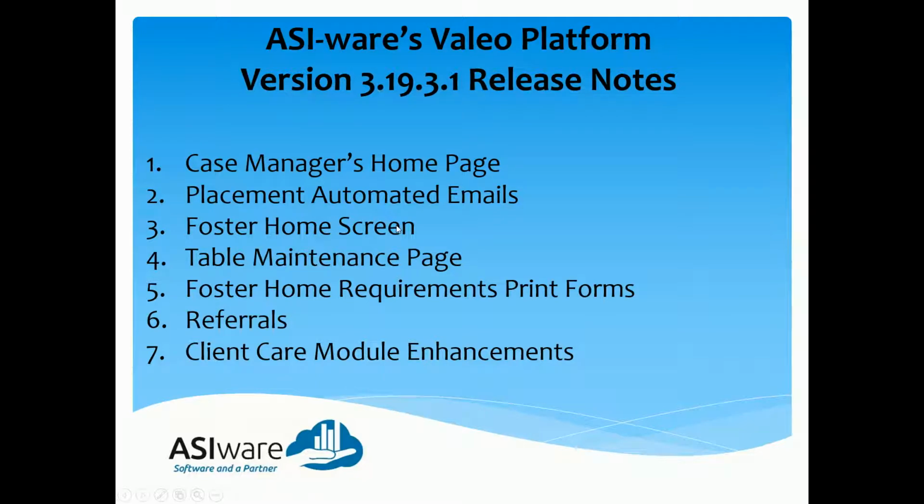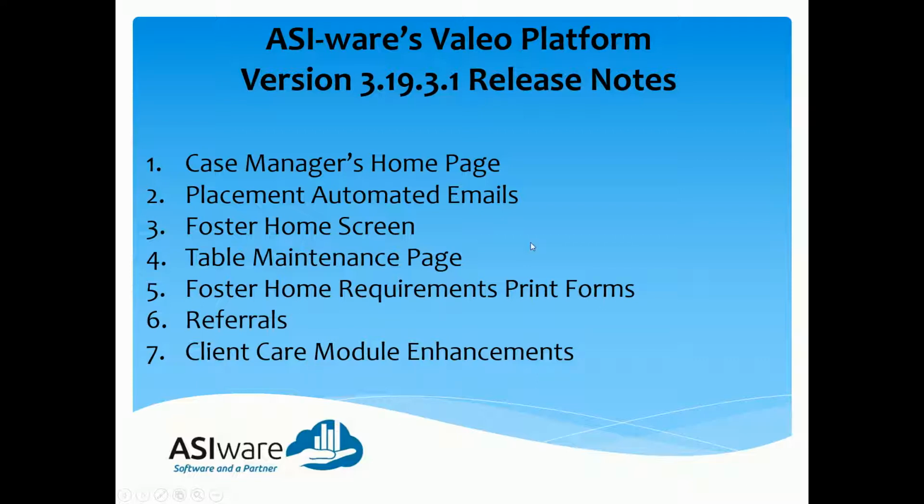The next change has to do with the foster home screen. We've actually built a new table maintenance page. And then the print forms for foster home requirements. The print forms will naturally say license start date, license expiration date, license initial date. We built a second set of forms where we replace the word license with approval. So those print forms will actually, instead of saying initial license date, they'll say initial approval date. Instead of saying current license date, say current approval date, and so on. The next change has to do with referrals, and then the last one is with the client care module.